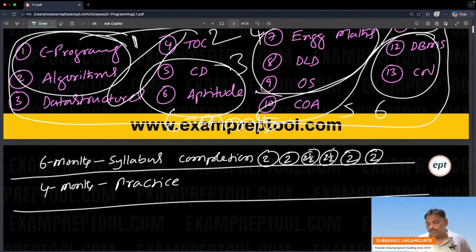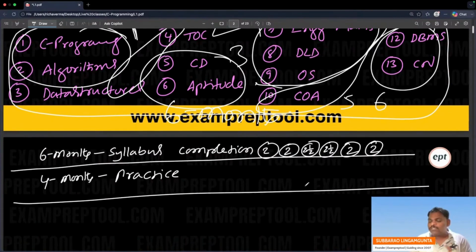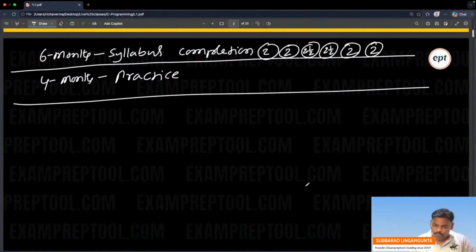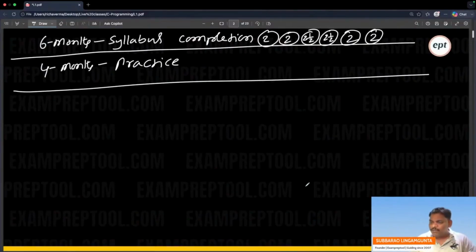I'm saying to you, syllabus completion is one part, practice is one more part. 6 months for syllabus completion, 4 months for practice. Try to understand this. Now I think that is also clear. Now understand this one more.